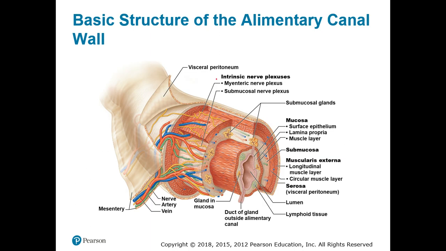So if you were looking for these, here's your intrinsic nerve plexus. Again, they're going to be located in different layers. Most of them are going to be located within that submucosa layer, but you can also find them down here in your muscularis externa layer, telling those muscles to contract.